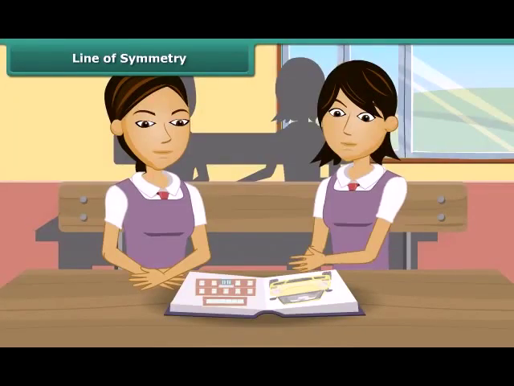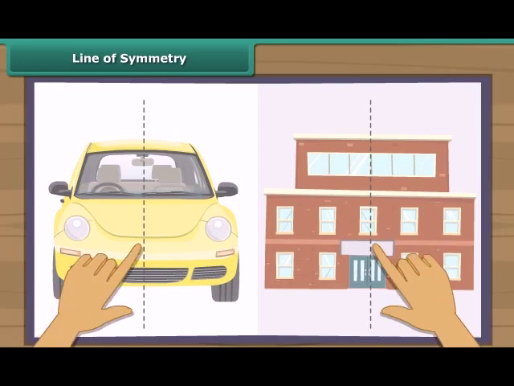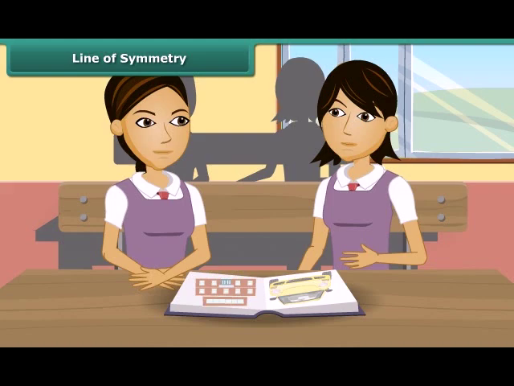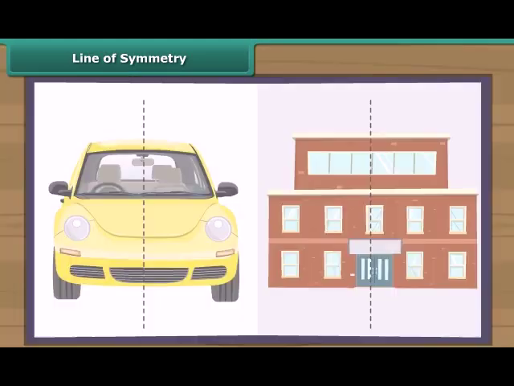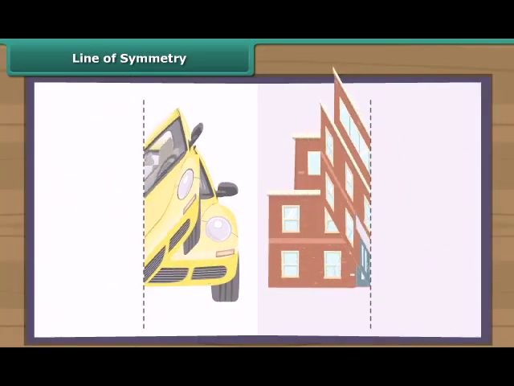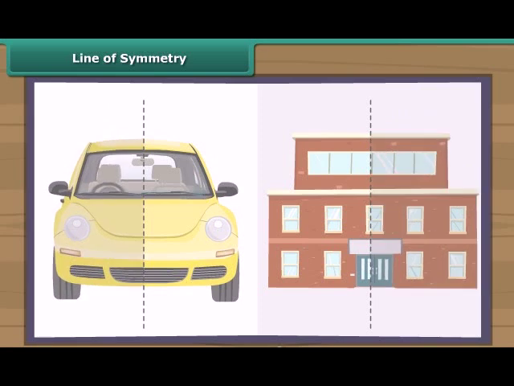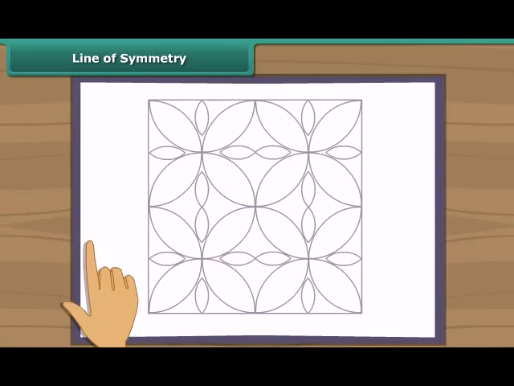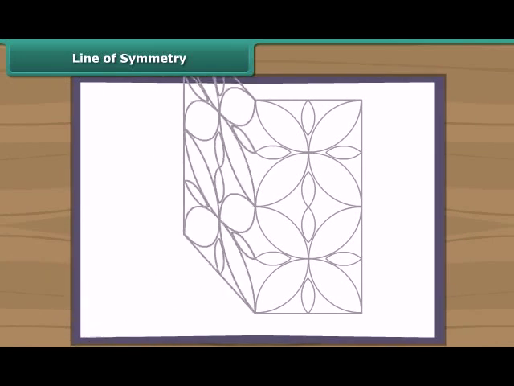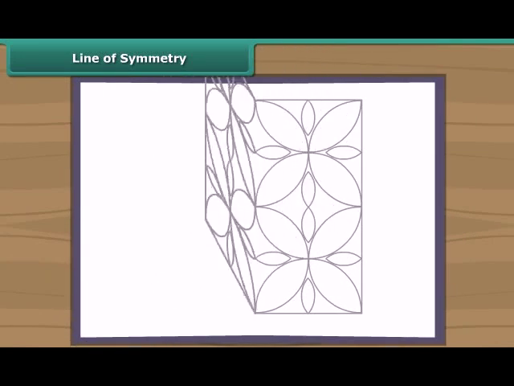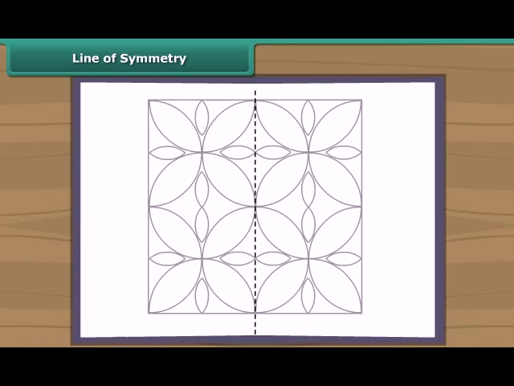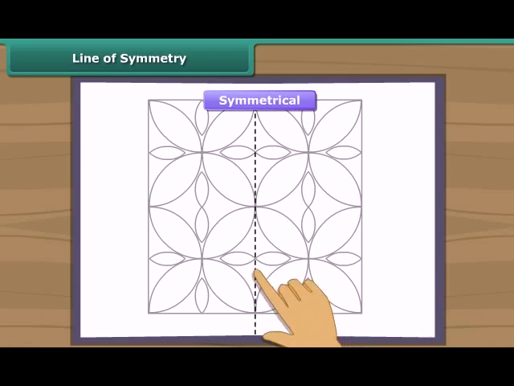Look at these figures. The line you can see is the line of symmetry of these figures. Line of symmetry, what is that? When we fold the figure about this line of symmetry, we will see that the two parts of the figure are coinciding. Let's take this figure now. When we fold this figure from the center, we will see that the two parts of this figure are coinciding. So we will say that this figure is symmetrical and this line is the line of symmetry.